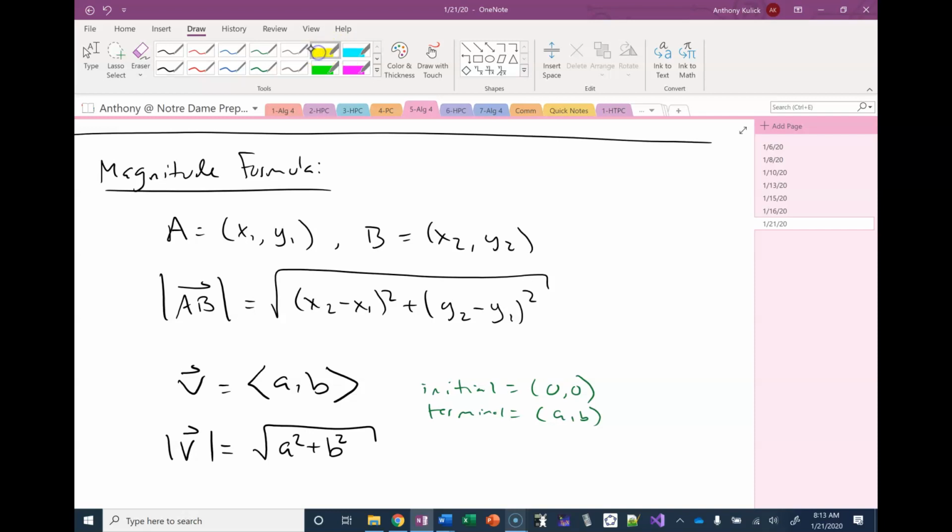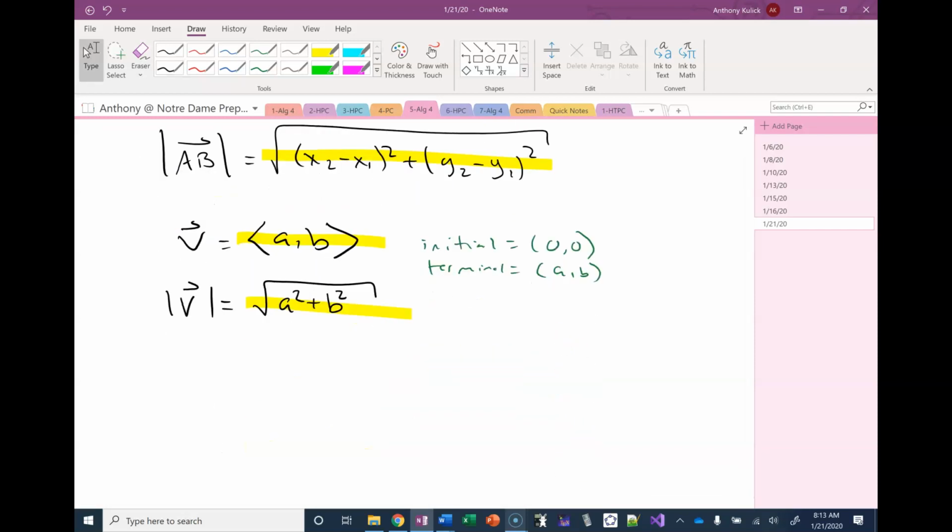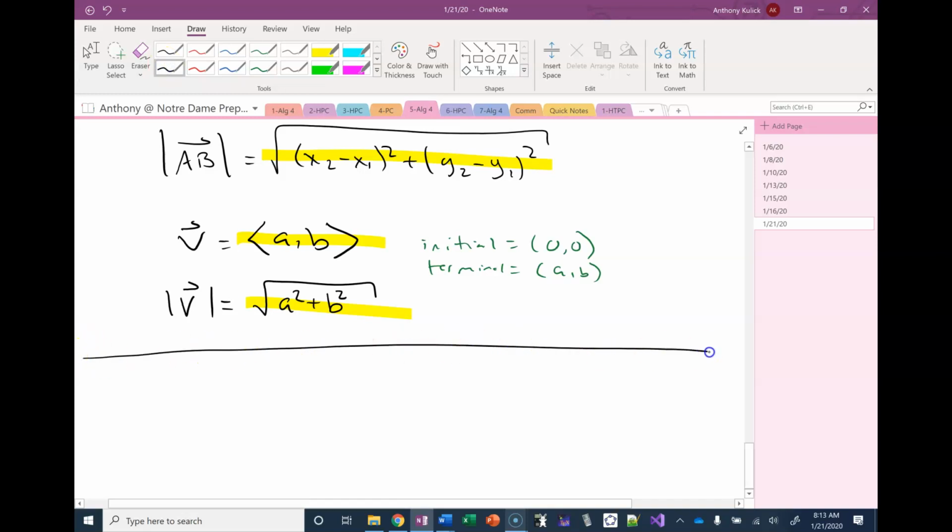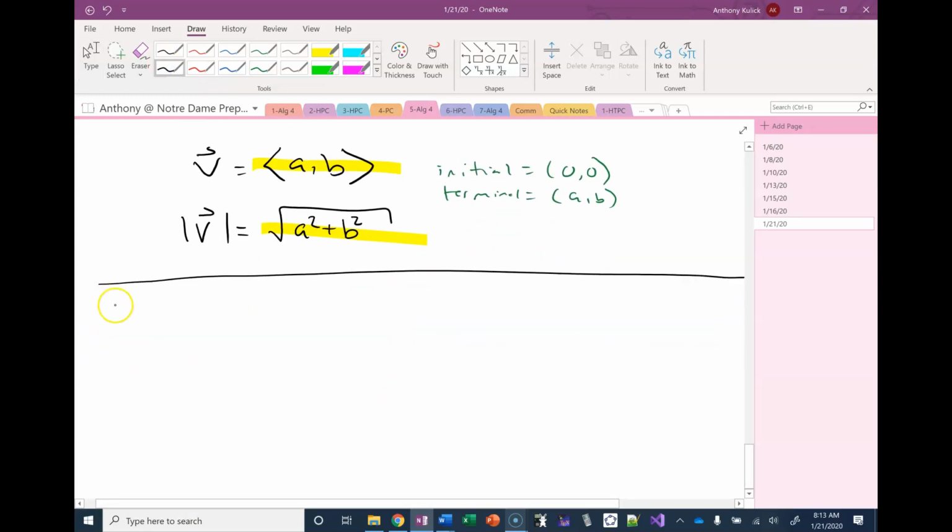So you could either, if given 2 points, use the distance formula, or you could convert them to component form first and then use the component form or magnitude formula. You're doing the same thing either way. Everybody okay there? Okay. So what if we want to calculate a magnitude and direction?